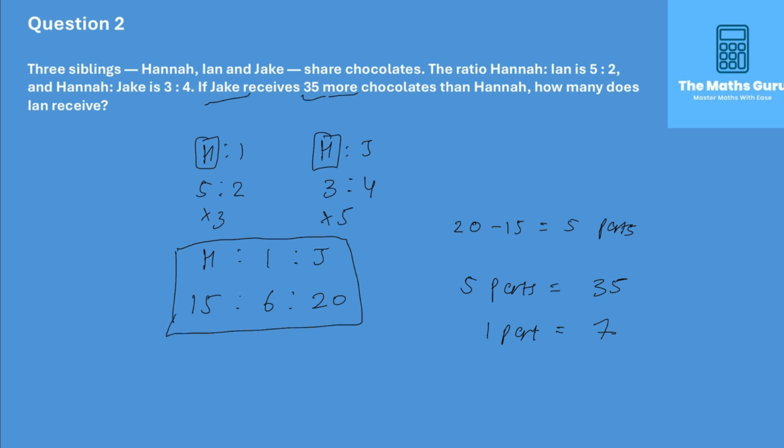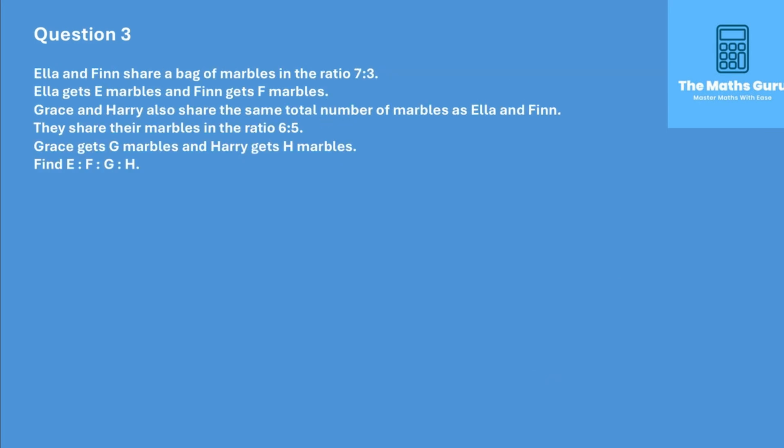And it now asks how many Ian receives. So Ian's worth 6 parts of the share. So we times this one by 6 and get 7 times 6 to be 42. So in total, Ian has 42 chocolates. Okay, moving on.